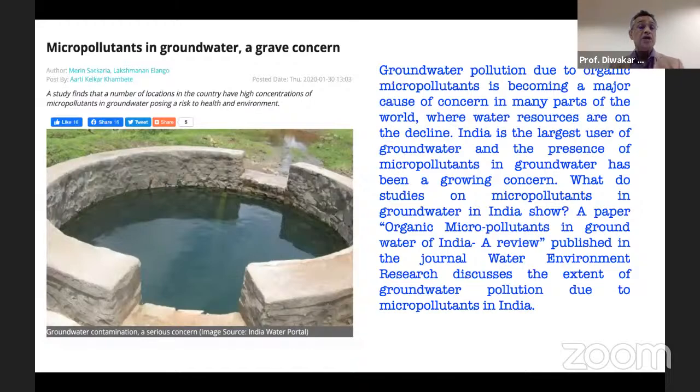If you look at the article which was published in the country, it says micropollutants in the groundwater are a grave concern. A study finds that a number of locations in the country have high concentrations of micropollutants in groundwater, posing a risk to health and environment. Groundwater pollution due to organic micropollutants is becoming a major cause of concern in many parts of the world where water resources are on the decline. India is the largest user of groundwater, and the presence of micropollutants in groundwater has been a growing concern. So nowadays, it's a big concern.